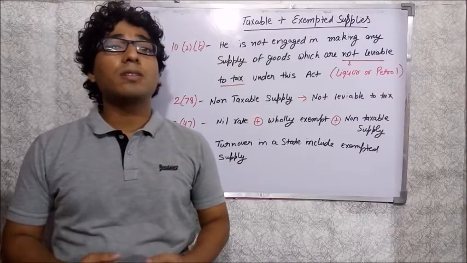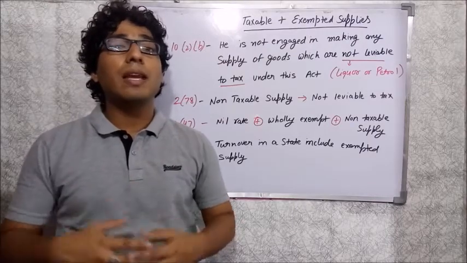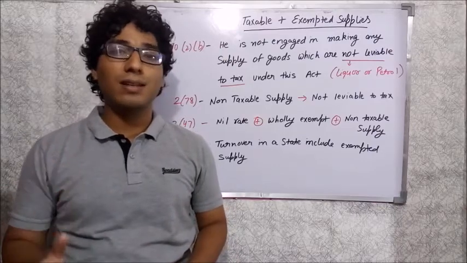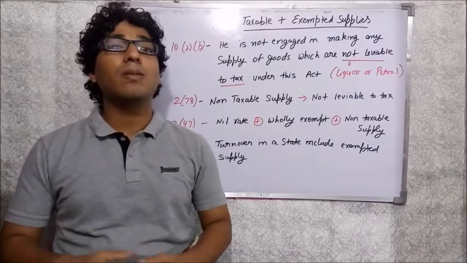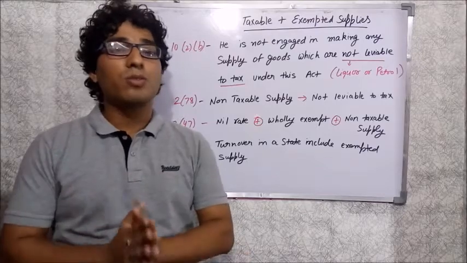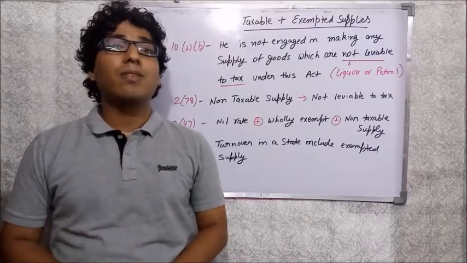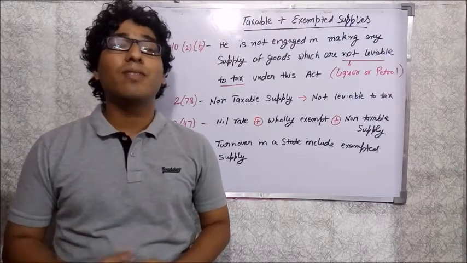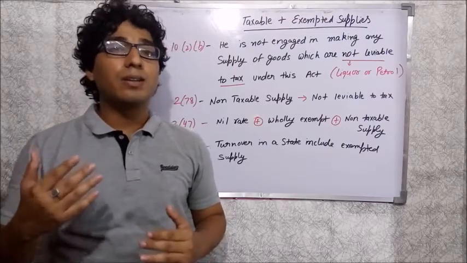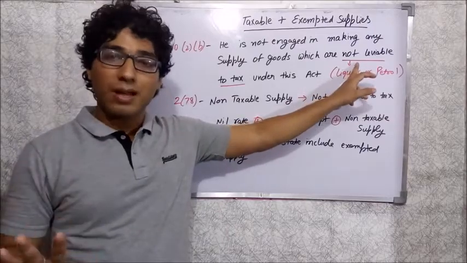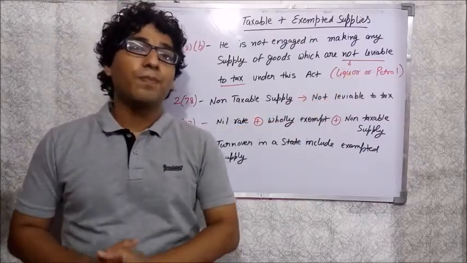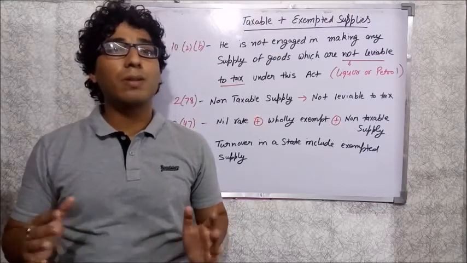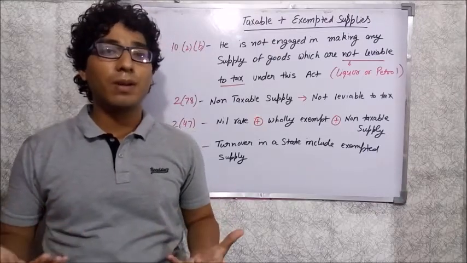So if a person is engaged in making any supply which is not leviable to tax under this Act, then he will not be able to opt for the scheme. So the question is whether those kinds of goods which are exempted or nil rated will be included in the definition of not leviable to tax. So this is the question. Before answering, we have to check the definition of not leviable to tax. What exactly is not leviable to tax?